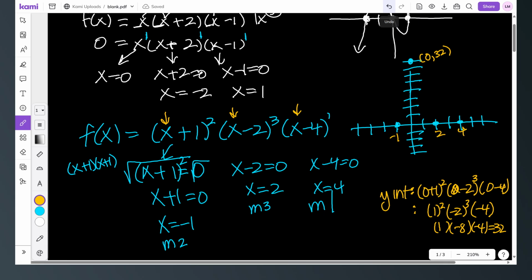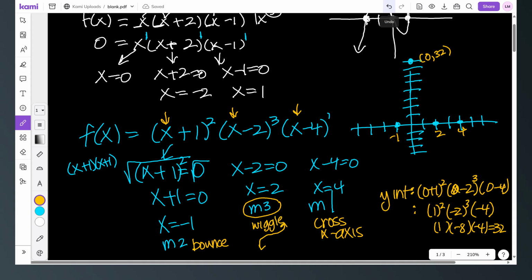Okay, so what do these multiplicities mean on the graph? The 2 means we're going to bounce on the graph. Even numbers means that there's a bounce, so it's going to change from decreasing to increasing or increasing to decreasing. Multiplicities of 3 or 1 or odd numbers means they will cross the x-axis, and the higher the number, the more it flattens out when it crosses. So it'll appear like it's wiggling through.